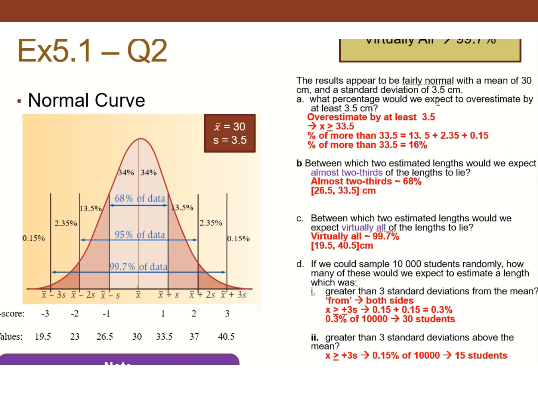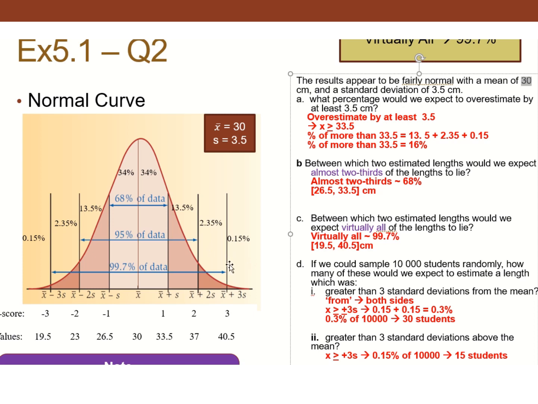Okay, what percentage would we expect to overestimate? When I'm saying overestimate, you are saying it is longer than it originally is. All right, that is overestimating. You're saying it's longer than it is. So now you're overestimating by at least 3.5 cm. Okay, so the mean is 30 cm. You're overestimating by 3.5 cm. You're saying it is 33.5 cm or longer. So 30, you're overestimating by 3.5. That means you're saying it's longer by 3.5 cm. So you're overestimating, meaning you're saying it's 33.5 cm or longer, meaning this part.